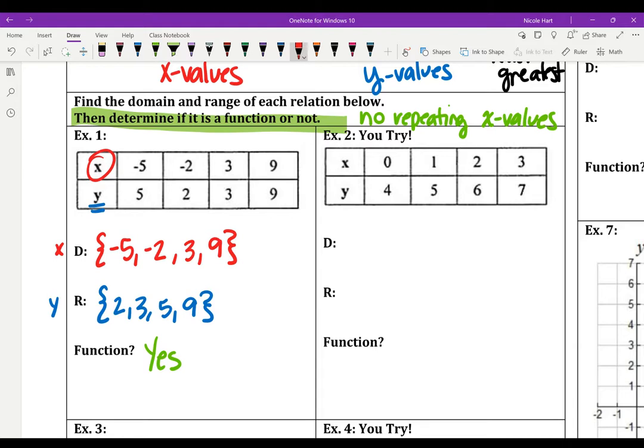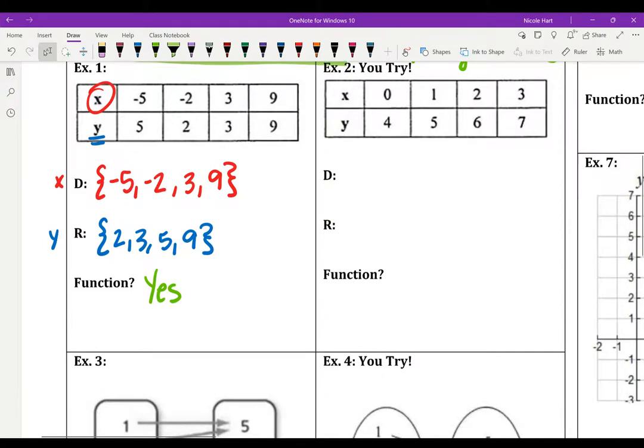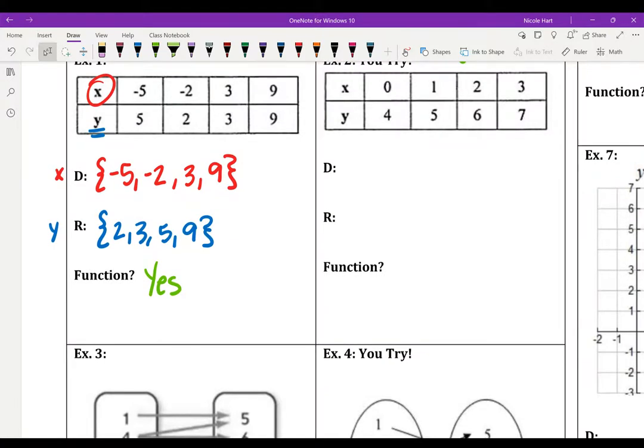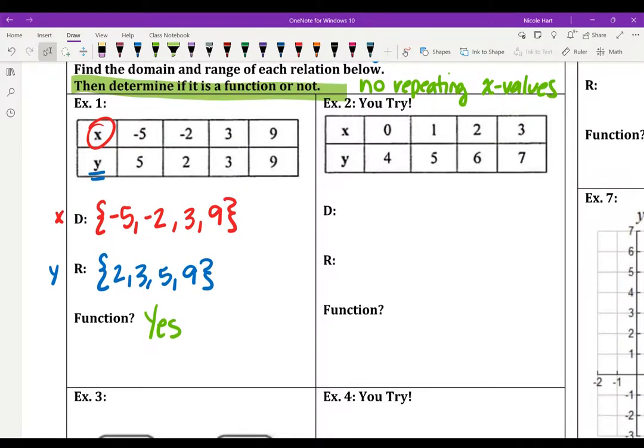For number 2, we are going to look at, again, that domain. I want you to try this in class and list out those points. Find the domain, find the range, and the function. Okay, we're going to come back in a moment and look at it in a mapping.